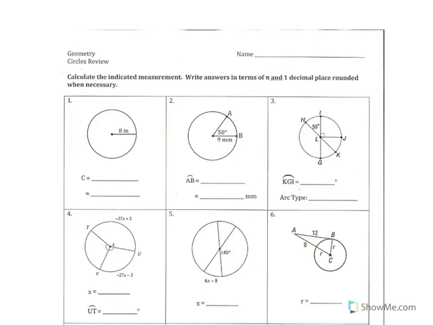Hello class. Right now we are going to review for our circles test that we have tomorrow. So let's look at questions 1 through 6 right now. On question number 1, we are asked to find the circumference of the circle with a radius of 8 inches.